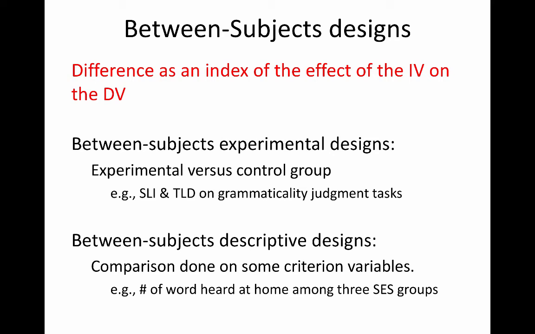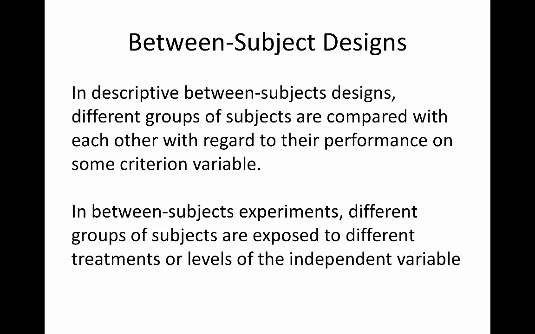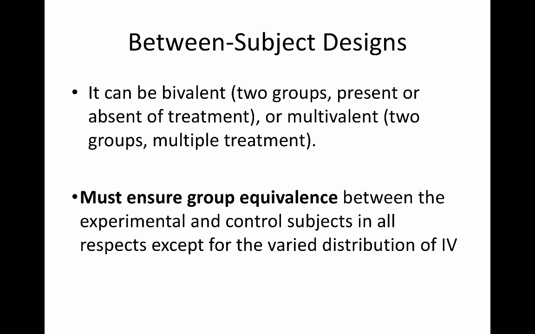With descriptive design, comparisons are done on some sort of criterion variable, as opposed to experimental design where things are manipulated. In descriptive between subject designs, different groups of subjects are compared with each other with regards to their performance on some criterion variables. In between subject experiments, different groups of subjects are exposed to different treatments or levels of the independent variable. That's with experimental design, not descriptive design.